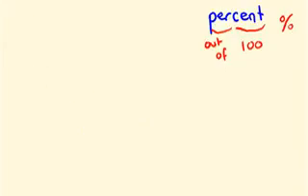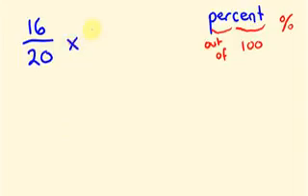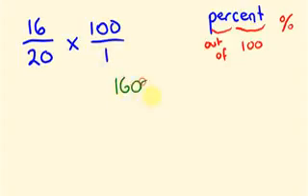What about we have a look at this example? A bit of a harder one this time, nothing too taxing. We're going to do 16 divided by 20. And so to turn this into a percentage, what are we going to do? We're going to times it by 100 over 1. Okay? So 16 times 100 is 1,600. And we're dividing this by 20 times 1, which is 20.